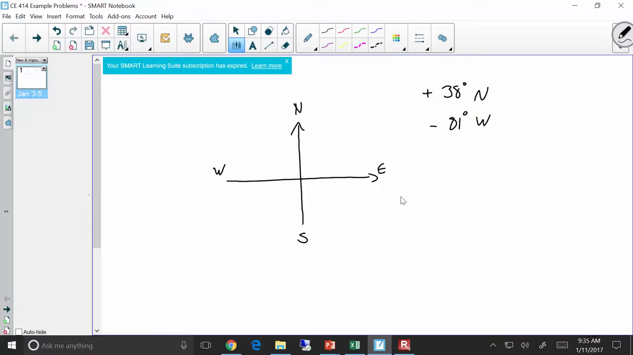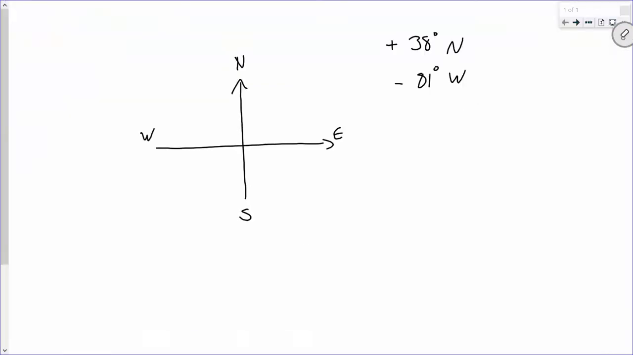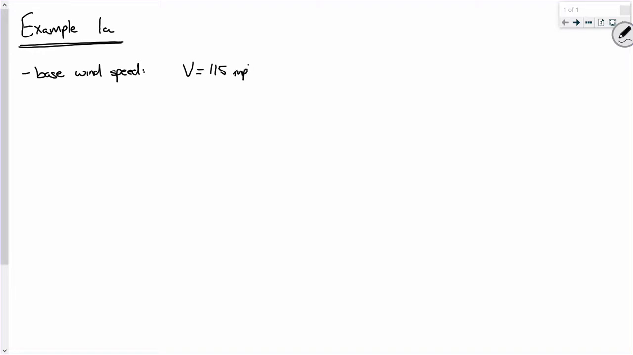Okay. So let me go ahead and erase this and actually start to do this example a little more diligently. All right. So example 1A. Our base wind speed is 115 miles per hour. And we're going to say it's 115 miles per hour based on risk category 2. Again, if we were designing a hospital or a grain silo or something like that, it'd be different.